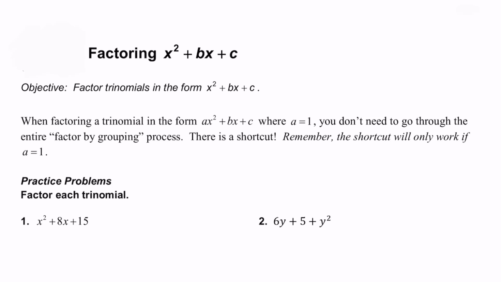Today we're looking at factoring trinomials in the form x squared plus bx plus c. Now when factoring a trinomial in the form ax squared plus bx plus c, where a equals 1, we don't have to go through the entire factoring by grouping process. There is a shortcut. But remember, this will only work if your a is 1, or there's kind of an invisible 1 here. If there's not a number here, then you know you can start.